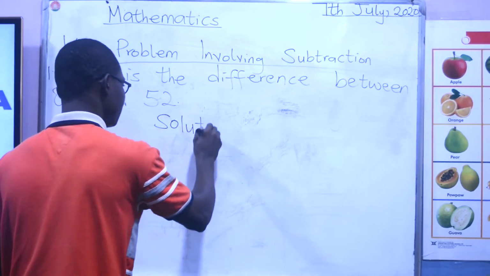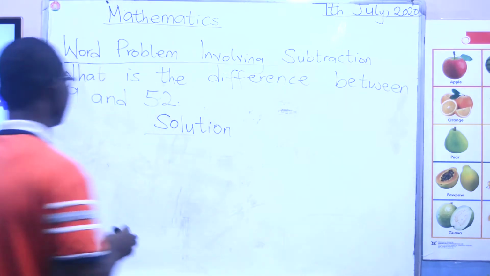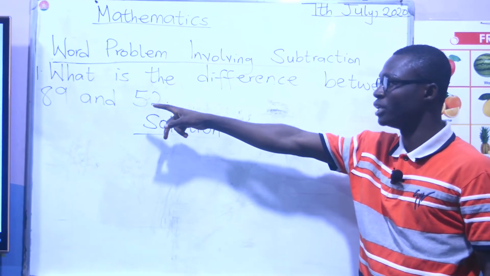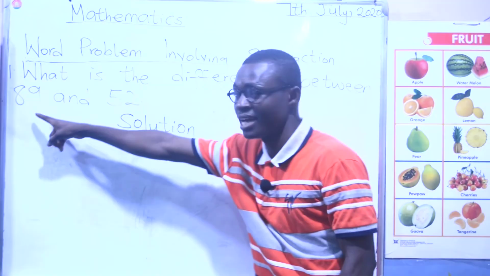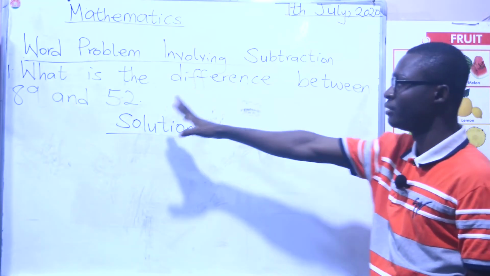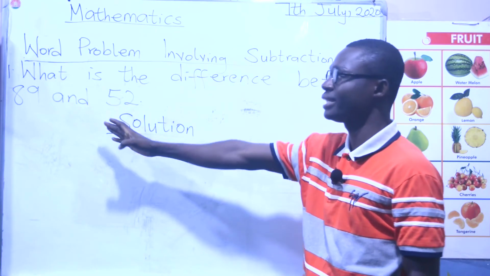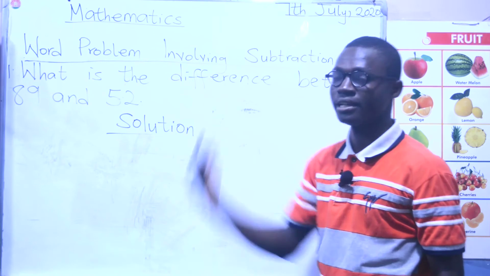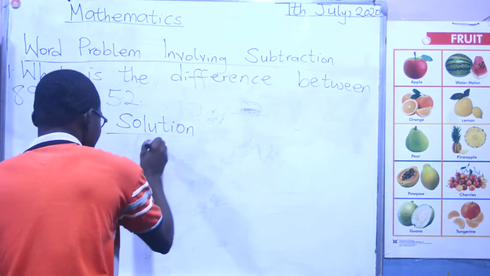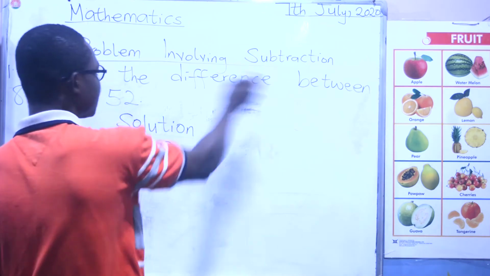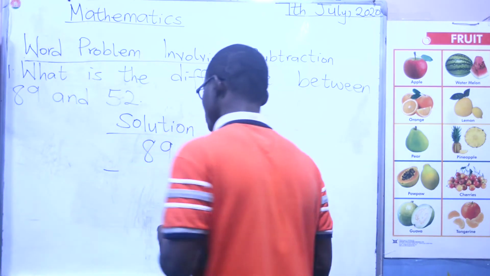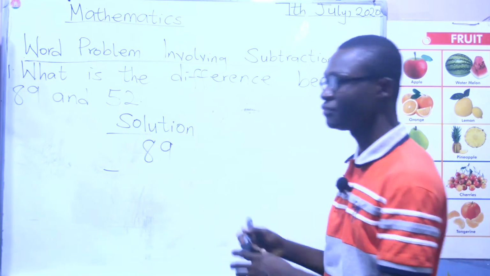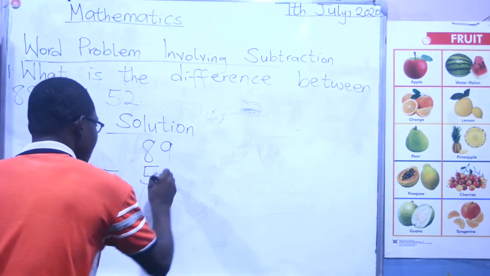So solution. So first of all, you take the big number here. So when you look at the biggest number here, we have 89. And then the small number, 52. So you write the biggest number here first. So what is the biggest number here? 89. Okay, so you write your 89 here. We say difference, that is minus or subtraction or subtract. So now the next number here is 52. So you write your 5, 2.